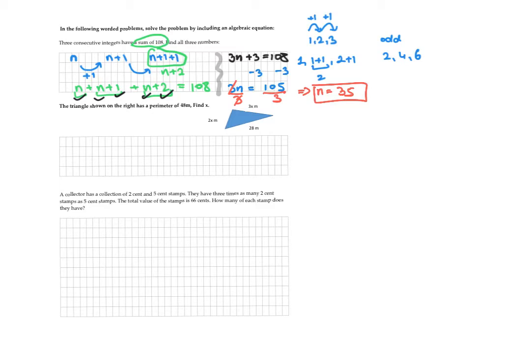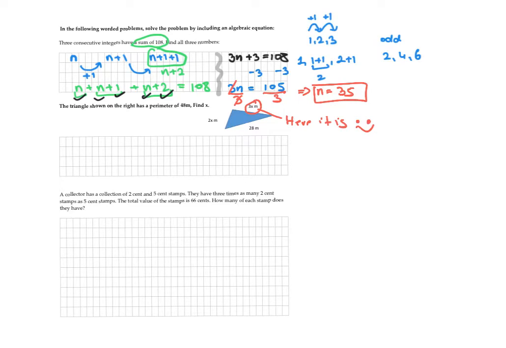Okay, now let's have a look at another one. This one talks about a triangle, and it has a perimeter of 48. Find x. What we have to do is find the value of x.